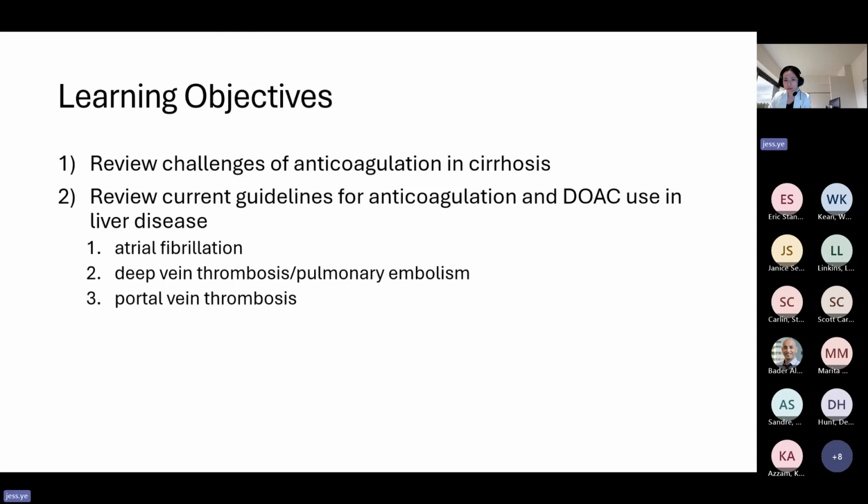For today's talk, the learning objectives are: 1, to review challenges of anticoagulation in cirrhosis. 2, to review current guidelines for anticoagulation and DOAC use in liver disease. This talk will be divided in 3 main sections. The first is to review the indication of atrial fibrillation and stroke prevention specifically. The second is in the context of venous thromboembolism, specifically DVT and PE. The third is portal-vein thrombosis.